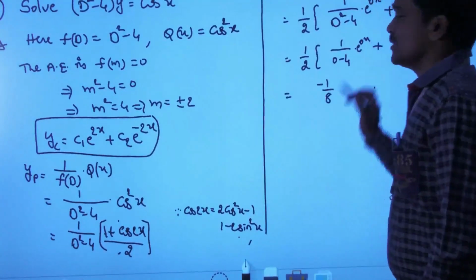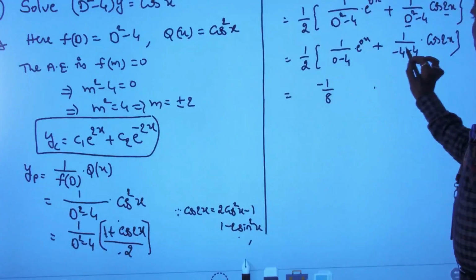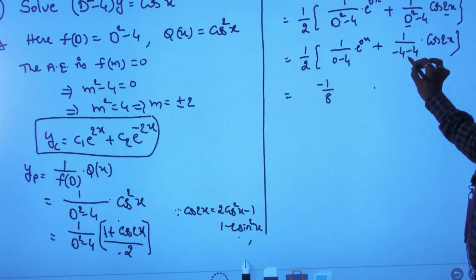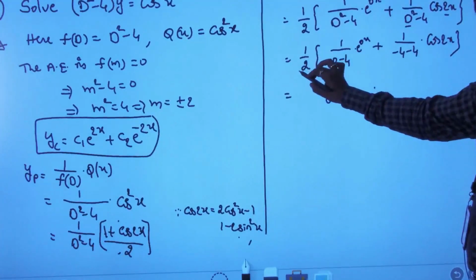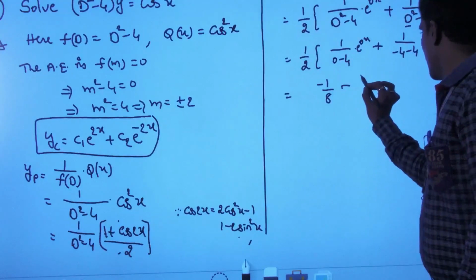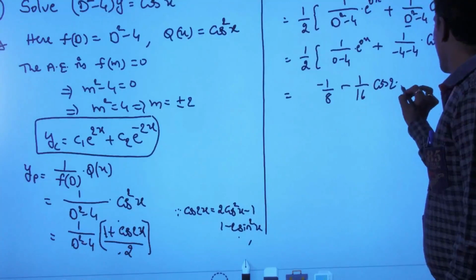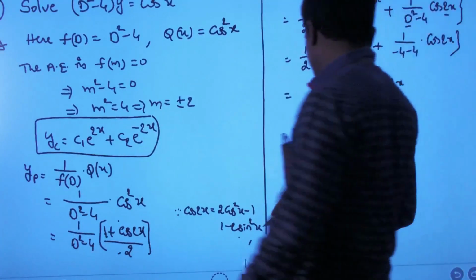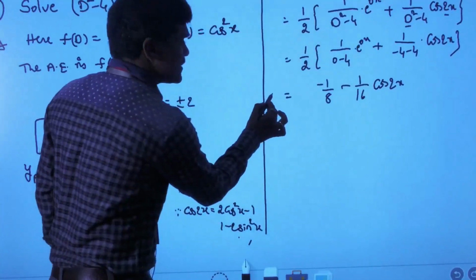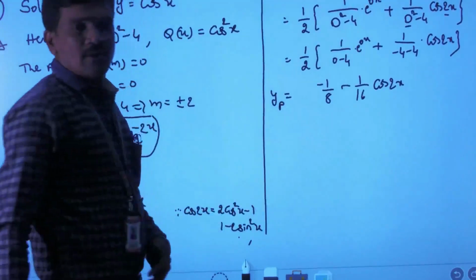So finally we get 1 by 2 into minus 1 by 4 e power 0x, that is, e power 0x is 1, then minus 1 by 8 multiplying with 1 by 2, then we get minus 1 by 16 into cos 2x. So this is the yp.